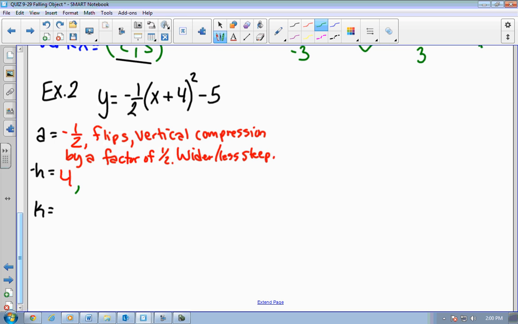Okay, on the function, I would recommend putting HS, VS, opposite, same. Horizontal shift, because it's positive, we go opposite, which will actually be left, 4.